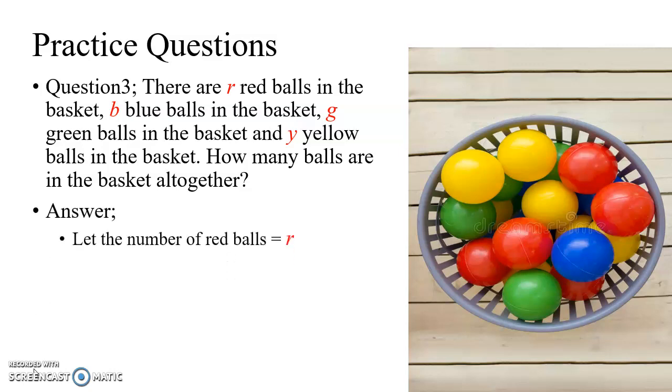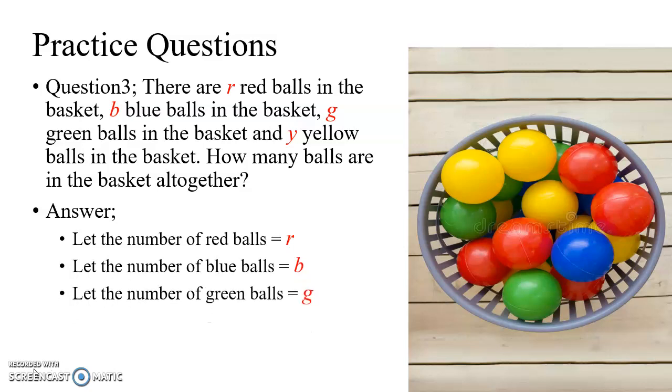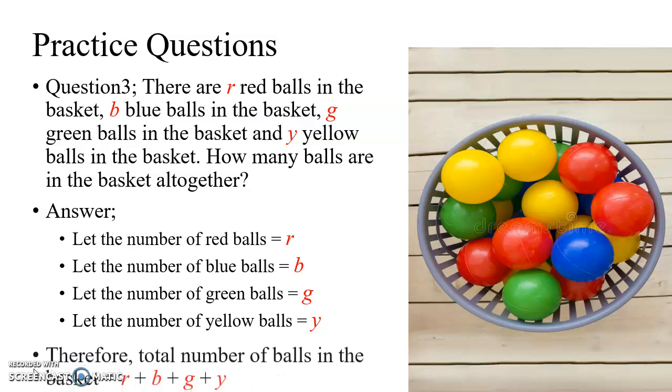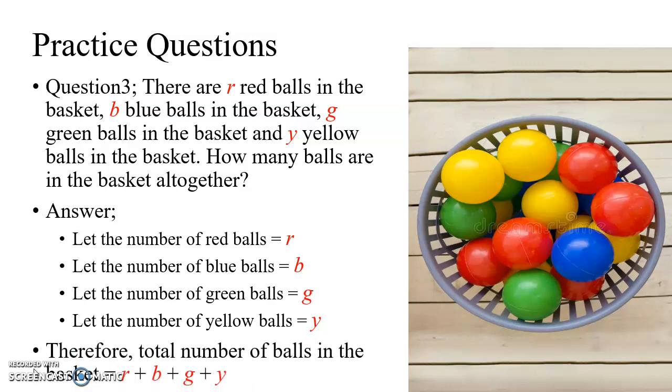So you categorize all the balls. Let the number of red balls be equal to R. Let the number of blue balls equal B. Let the number of green balls equal G. Let the number of yellow balls equal Y. So to get the total number of balls in the basket, you add the number of balls of each color. Therefore, the total number of balls in the basket will be equal to R plus B plus G plus Y.